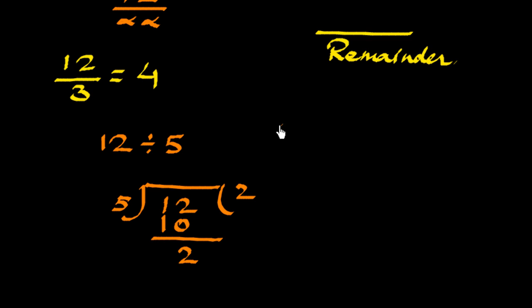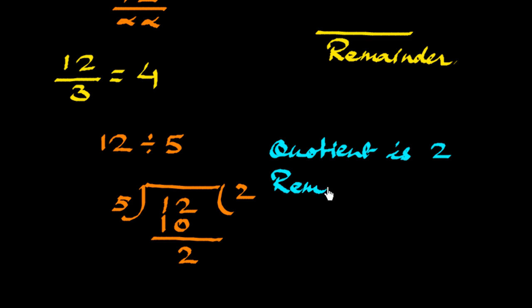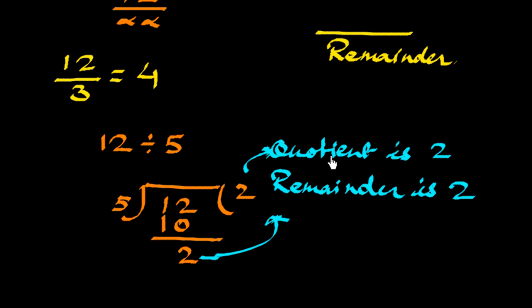So we could write in this way the quotient we are getting here. Just I change the color. The quotient is 2, remainder is 2. So here this is the remainder we are getting, and this is the quotient we are getting. So both are 2.